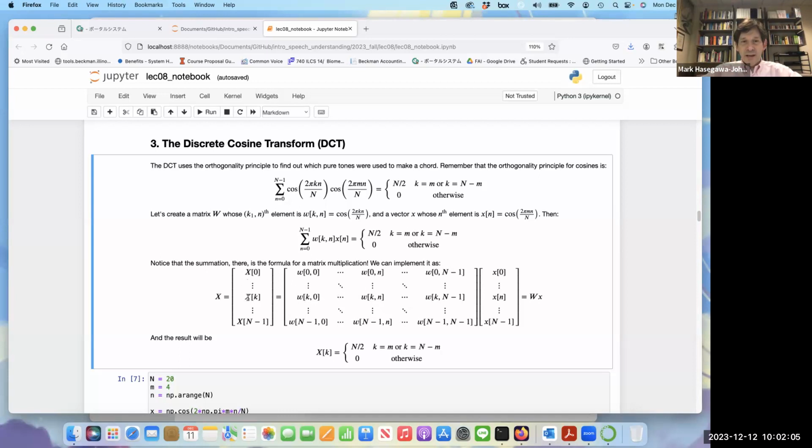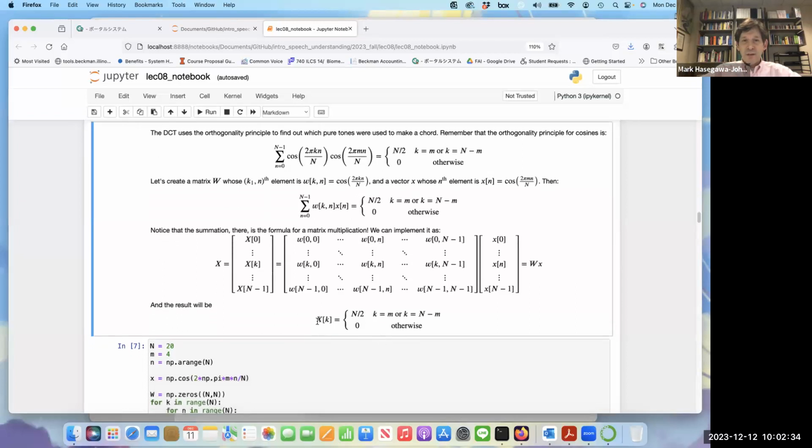And in that way, capital X on the left-hand side will list the product between the signal x of n and the kth pure tone. And so when I take this vector times this matrix, that product will be capital N over 2 only if x of n contains a pure tone at the kth frequency. Otherwise, that product will be 0. So the result will be that capital X is equal to half of the length of the signal if the input contains a pure tone at that frequency, and otherwise 0.